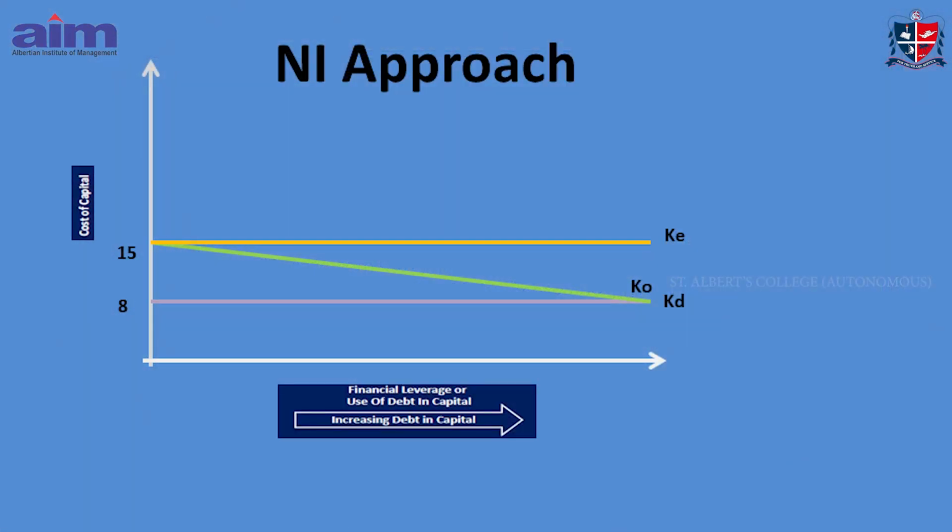So look at the graphical representation of the NI approach. The Y-axis shows cost of capital and the X-axis shows financial leverage, or the degree of leverage. That means towards the right, we are increasing the proportion of debt. Look at this. Cost of debt is 8% and cost of equity is 15%. So the arguments are correct. Cost of debt is less than cost of equity. And when you increase the leverage, what happens to overall cost of capital, or KO? It decreases. So the KO will be the minimum at 100% debt. This level means we are using 100% debt in the source.